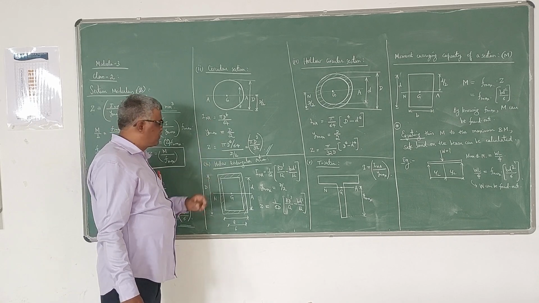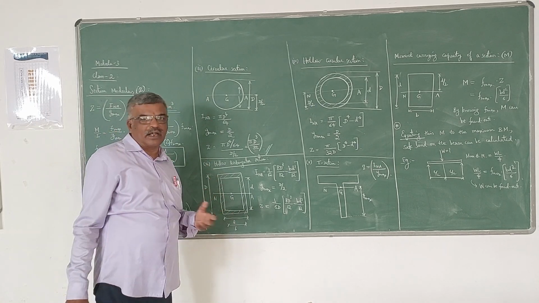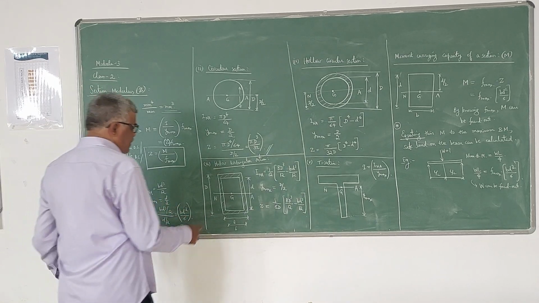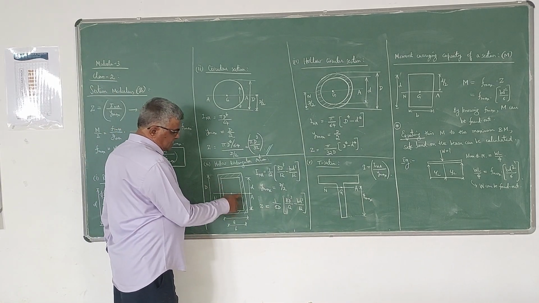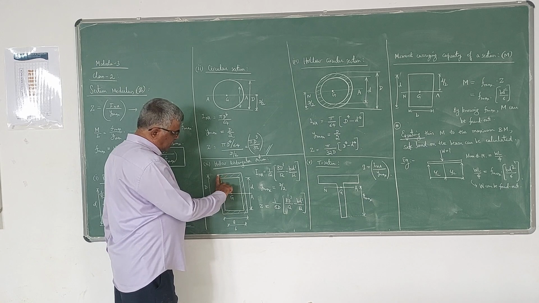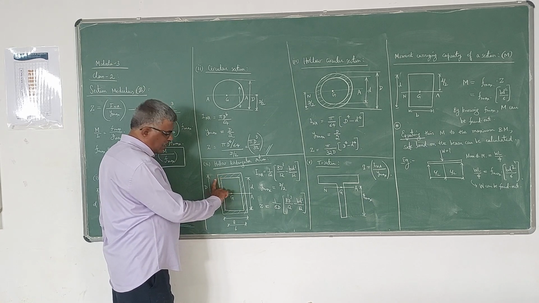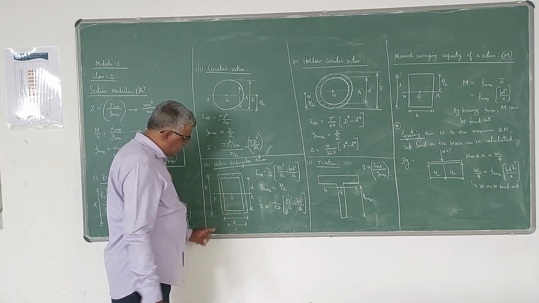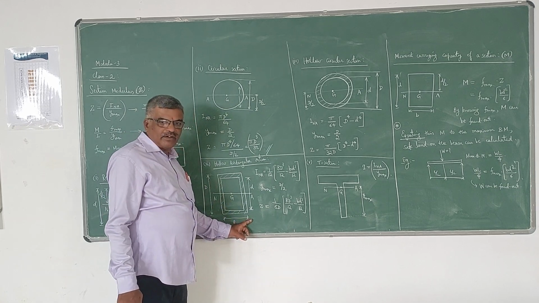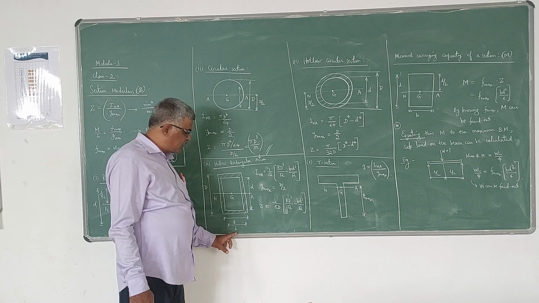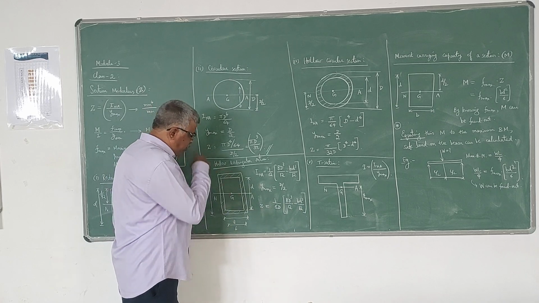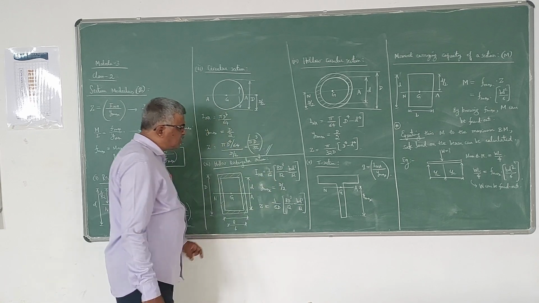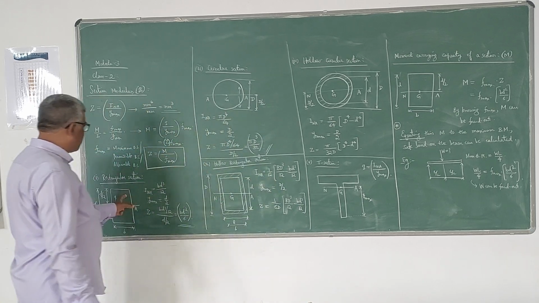Even if you don't remember, you can easily get the formula for section modulus by knowing the values of I and Y max. Now the third one is the hollow rectangular section. A hollow rectangular section means a portion of the section is hollow. The bigger depth I have taken as capital D, the inner depth as small d, the outer width as capital B, and the inner width as small b. Now the formula for moment of inertia here is similar to the rectangular section.